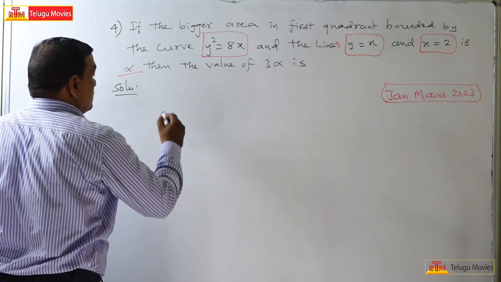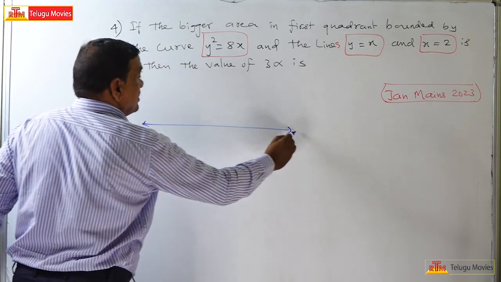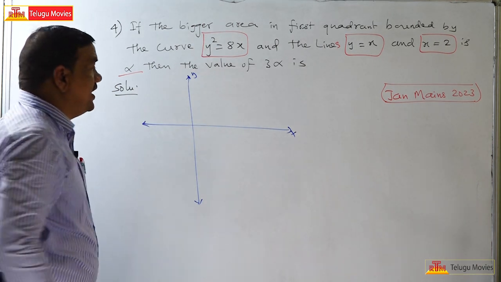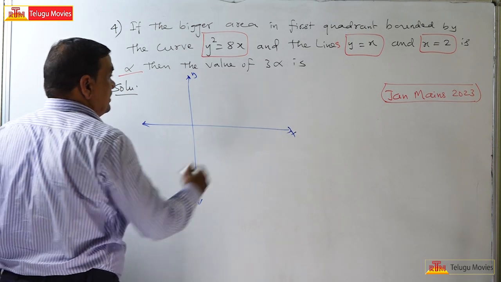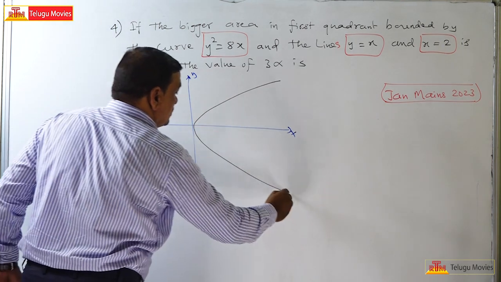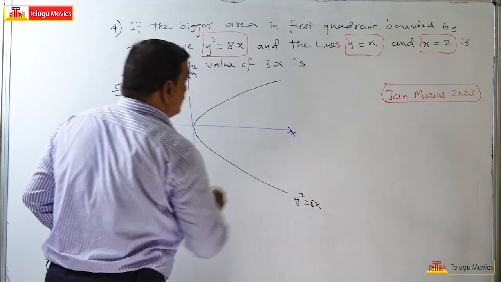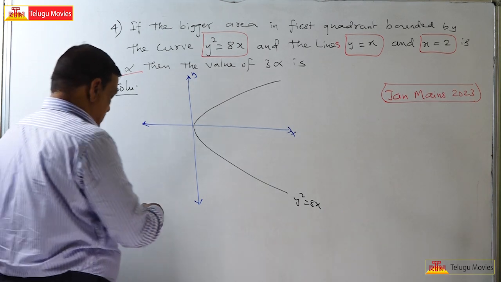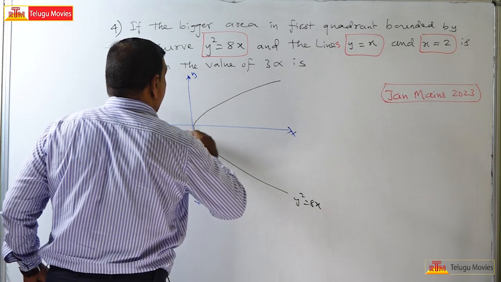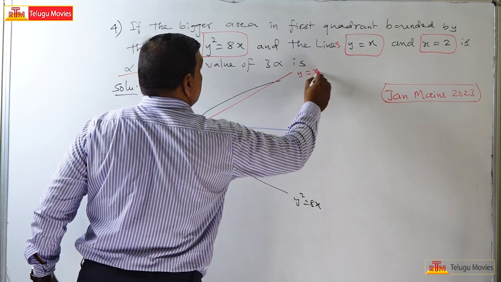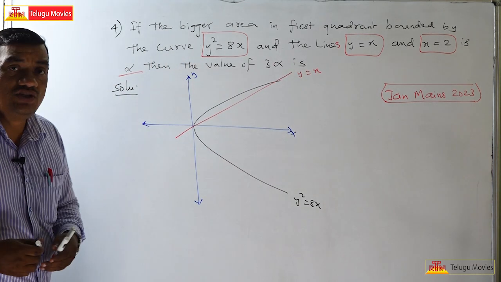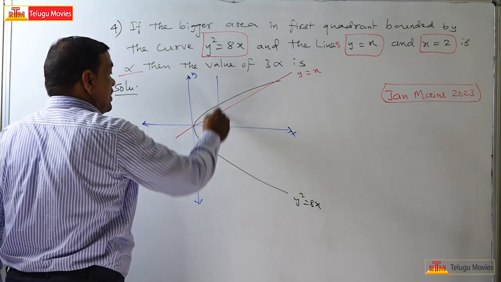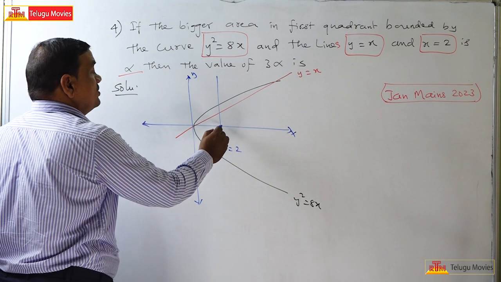Okay, so this is the x axis and this is the y axis. y square is equal to 8x. So this is y square is equal to 8x. Next, y is equal to x. y is equal to x is a line. So this is y is equal to x. Next, x is equal to 2. So this is the x is equal to 2 line. So that means this is 2.